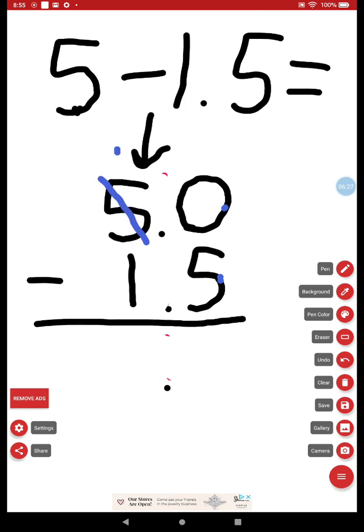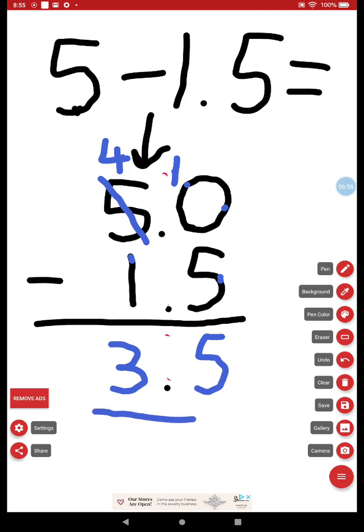So just like with regular subtraction, I borrow from the 5. 5 becomes a 4. And that 1 I took from the 5 comes over here. And I don't read this as a 1 like I do with addition. I read this as 10. What's 10 subtract 5? Very good. 10 subtract 5 is 5. Over here now, what's 4 subtract 1? Very good, it's 3. Making sure my decimal point's lined up, my answer is 3 and 5 tenths.